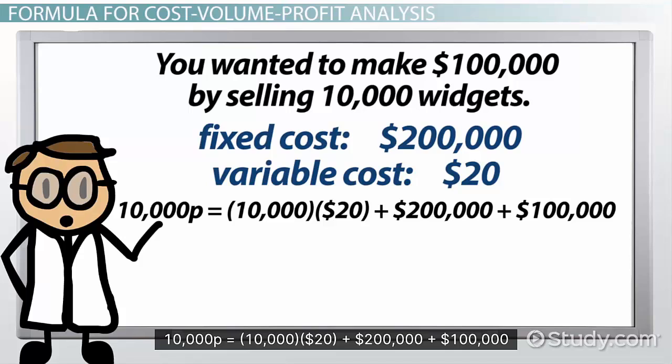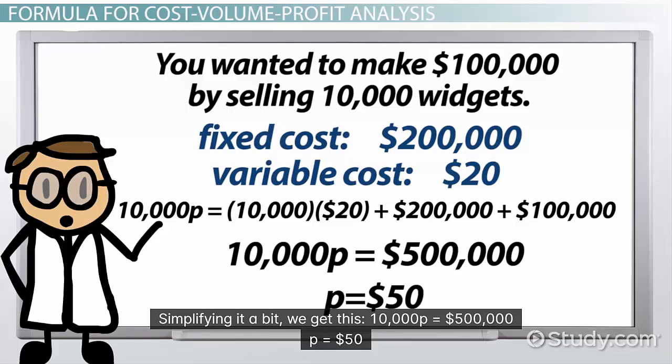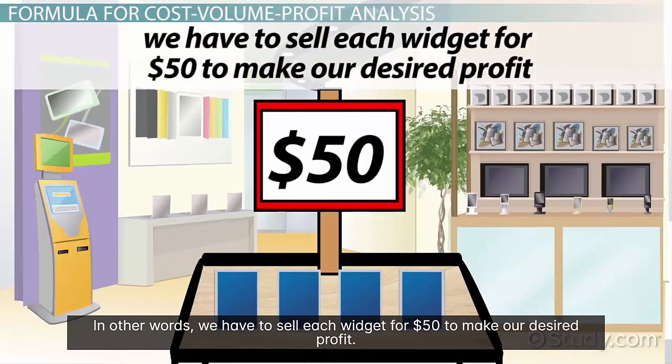10,000p equals 10,000 times $20 plus $200,000 plus $100,000. Simplifying it a bit, we get this: 10,000p equals $500,000. P equals $50. In other words, we have to sell each widget for $50 to make our desired profit.